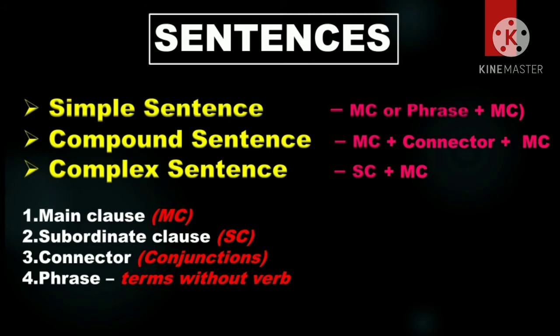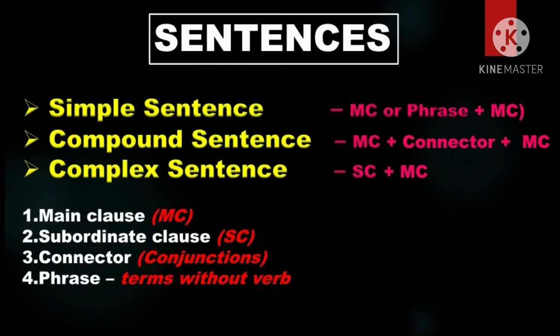In sentences, we have a few important things. They are the main clause, that is called the independent clause or MC, and the second thing is the subordinate clause, that will be called the dependent clause or SC, and then connectors or conjunctions, which are called linking words, and then phrases, the terms without a verb. So, these things will be there in a sentence.